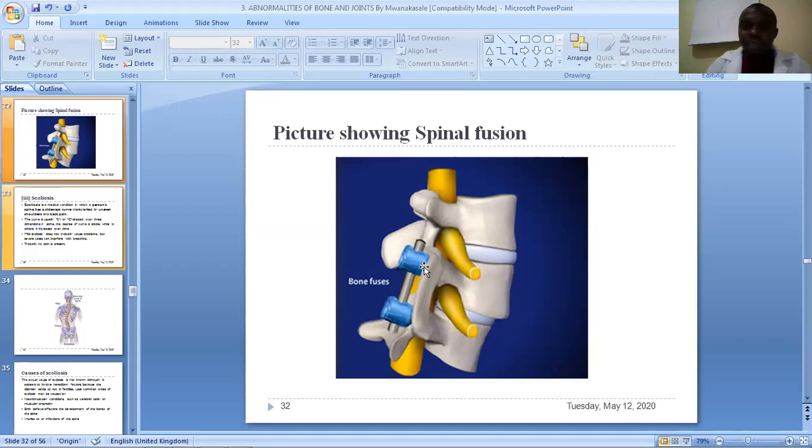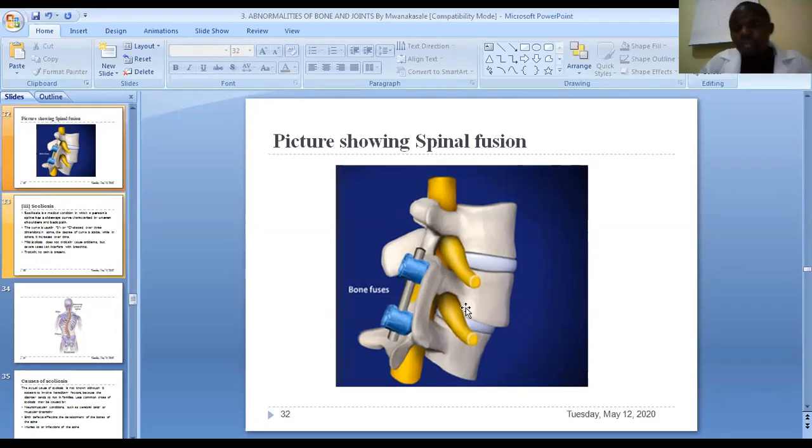Now, I'm sure you're able to see some bluish structure there, and this pin running from this bluish structure to another. These are actually plates that are connected by a pin to immobilize these two unstable vertebrae. This is what we are referring to as spinal fusion. They surgically fused the two unstable vertebrae to prevent them from making unnecessary movements. And there ends our tutorial for today.